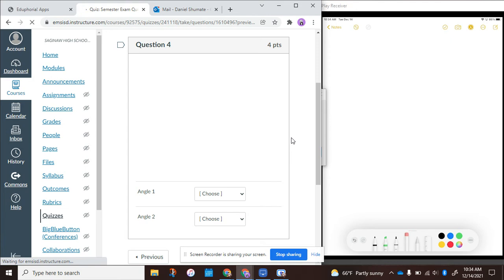Question number 4 is going to be a diagram, and I'm going to see if I can't recreate this diagram on here when it loads up.